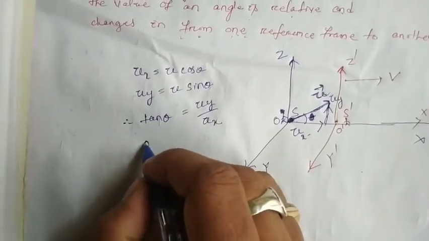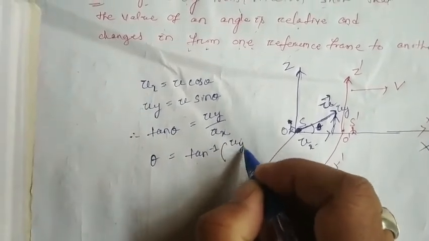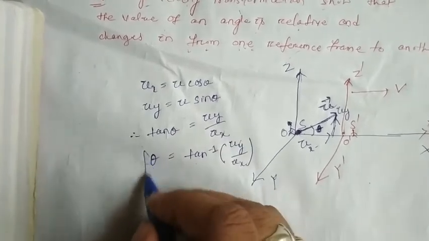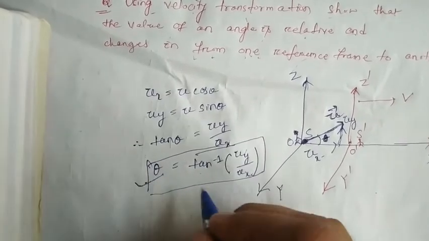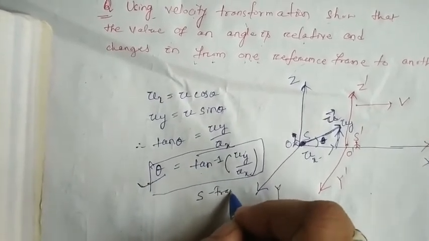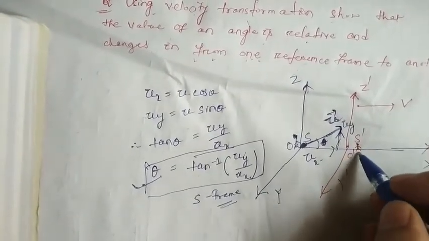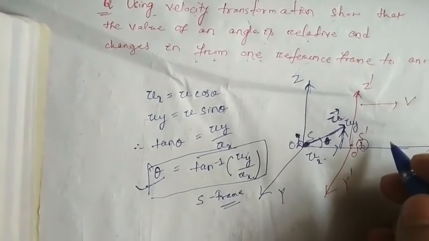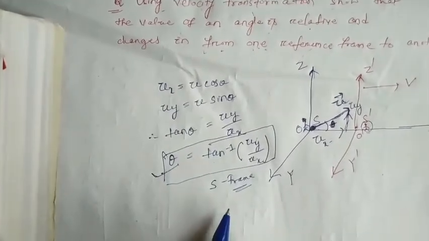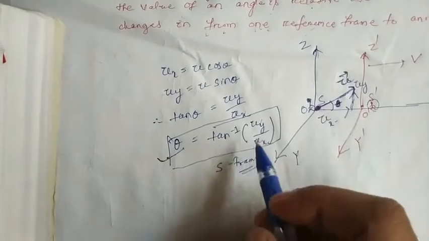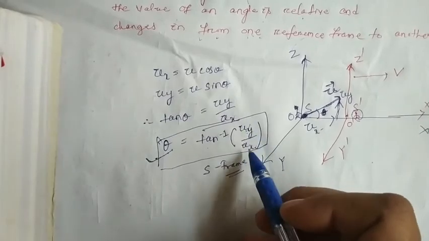Hence theta will be equal to tan inverse of uy by ux. That means this theta is measured by the observer who is sitting in the S frame. Now the observer who is sitting in the S dash frame is going to measure what angle? Is this the same or different? It will be different. How will it be different? Because theta is a function of the velocity components uy and ux.